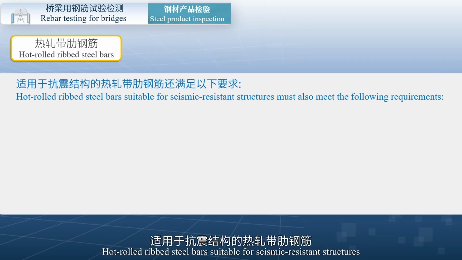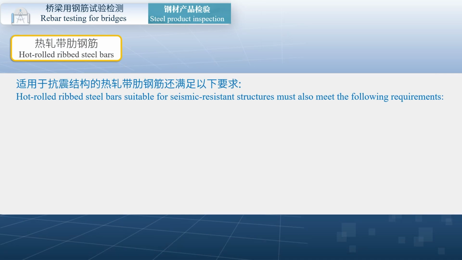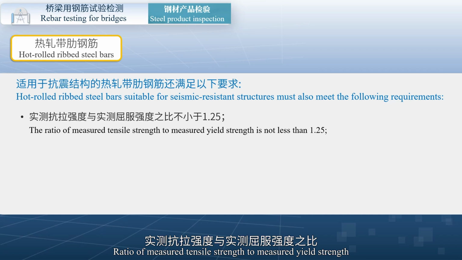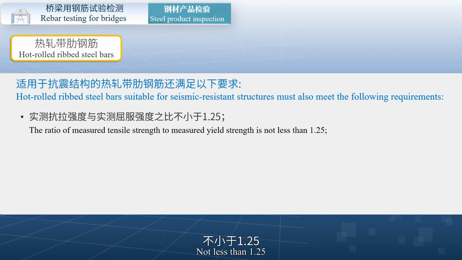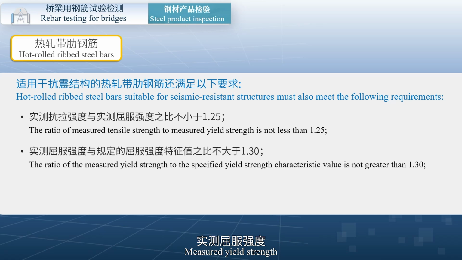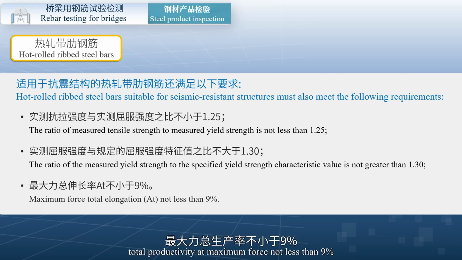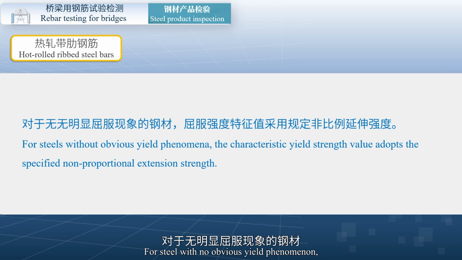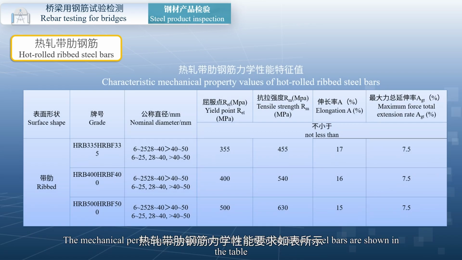Hot-rolled ribbed steel bars suitable for seismic-resistant structures must also meet the following requirements. The ratio of measured tensile strength to measured yield strength should be not less than 1.25. The ratio of measured yield strength to the specified characteristic yield strength should be not greater than 1.3. Total elongation at maximum force should be not less than 9%. For steel with no obvious yield phenomenon, the characteristic yield strength is specified as the non-proportional extension strength. The mechanical performance requirements for hot-rolled ribbed steel bars are shown in the table.